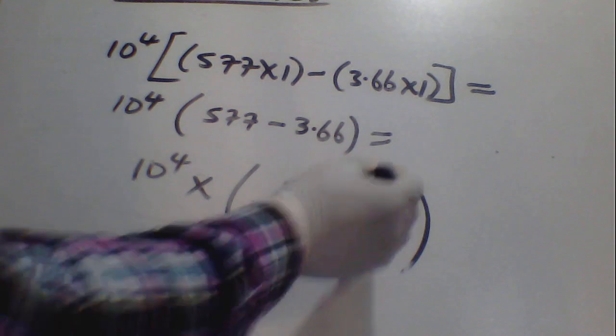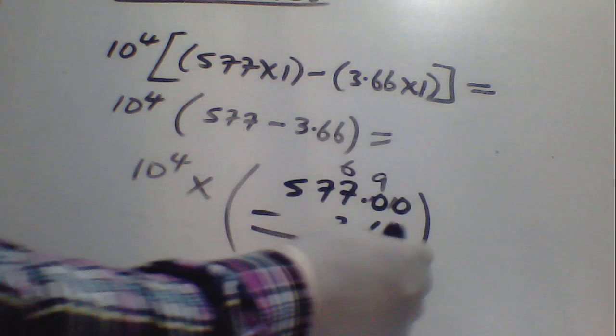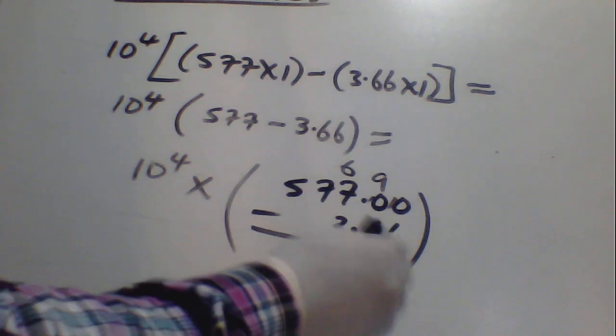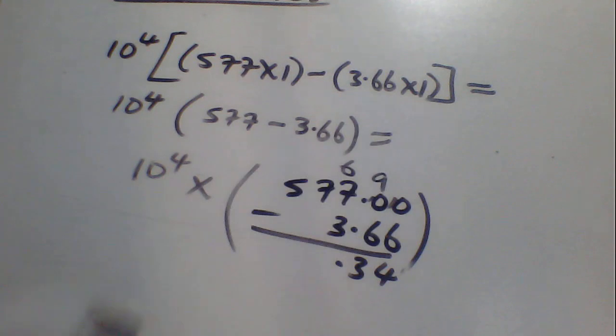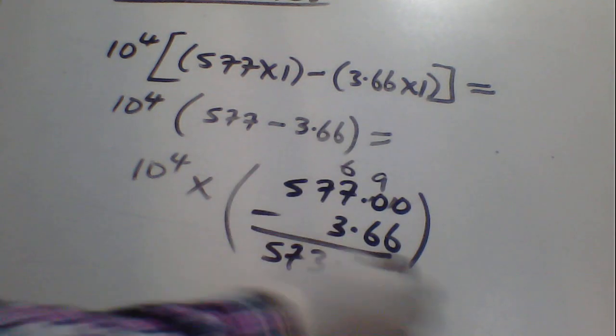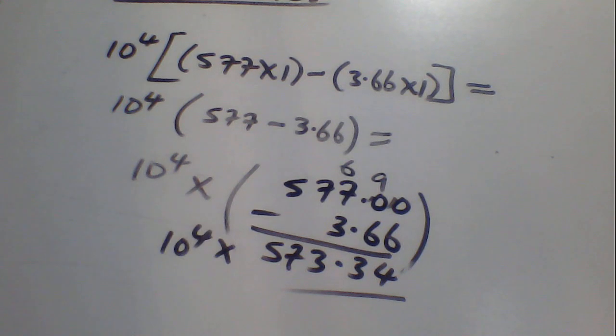You carry 1 from 10, what is left is 9. You put it here. And that gives us 10. 10 minus 6 will give us 4. 9 minus 6 will give us 3. 6 minus 3 will give us 3. You bring this 7 here and right here. So once you do that, you still multiply by 10 raised to the power 4.